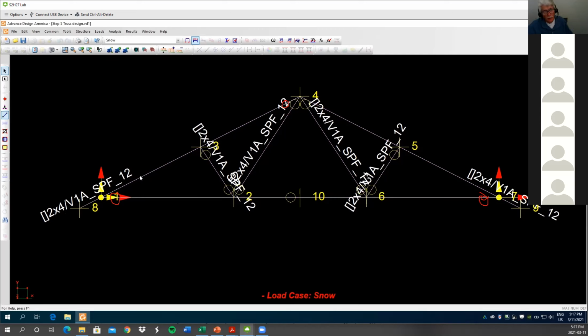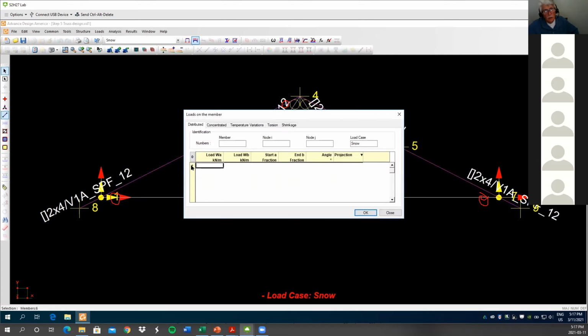Pick only the top members. Even the overhangs? Everything. There's no snow on the overhang? No, there is. Exactly. Okay, pick them all and then right click and okay. And now you're going to be putting minus 1.5 kilonewtons because I just did it. 2.5 times 0.6 minus 1.5.